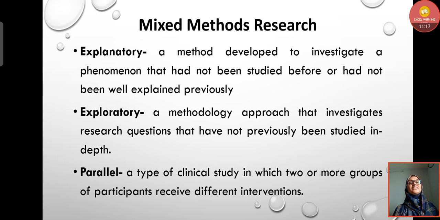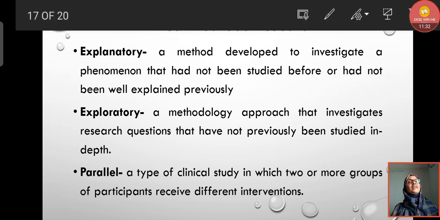Now, mixed methods research, let's see some examples. Explanatory, a method developed to investigate a phenomenon that had not been studied before or had not been well explained previously. Explanatory itself tells you the meaning, explaining about the things which were not explained before easily, which were not grasped by the people. For that, this explanatory research is useful.